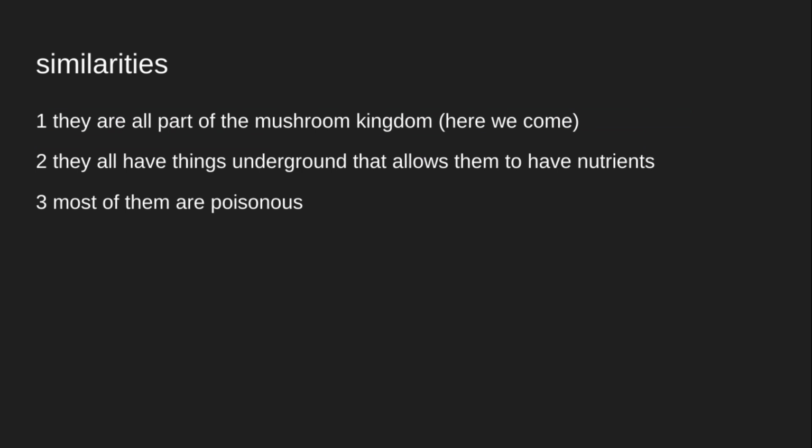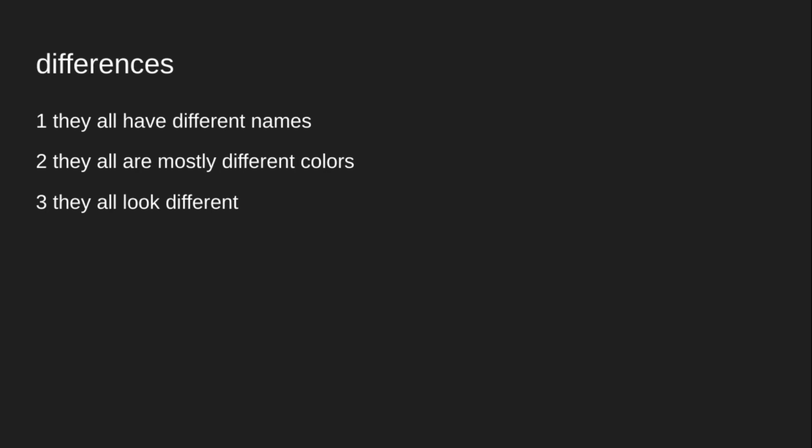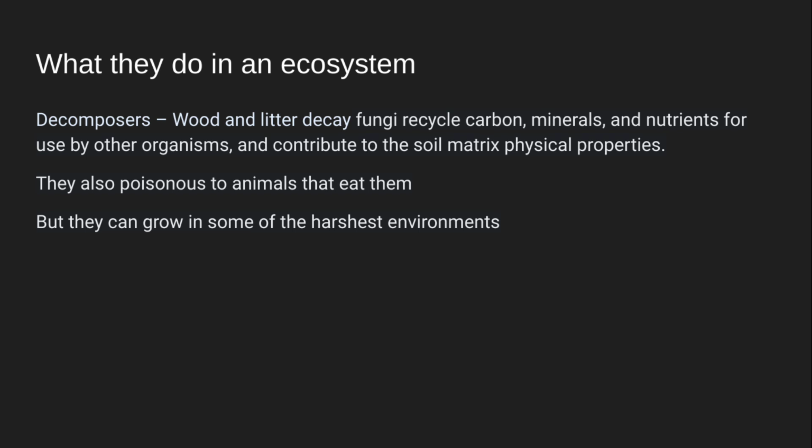Some of the similarities are: 1. They are all part of the mushroom kingdom. 2. They all have things underground that allow them to have nutrients. 3. Most of them are poisonous, which means you don't eat them. Some differences are: 1. They all have different names. 2. They are all mostly different colors. 3. They all look different. Very professional answer.